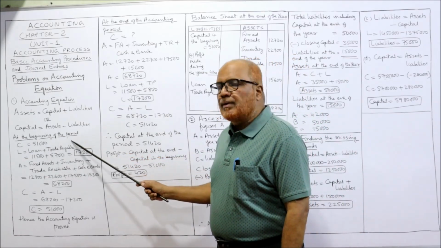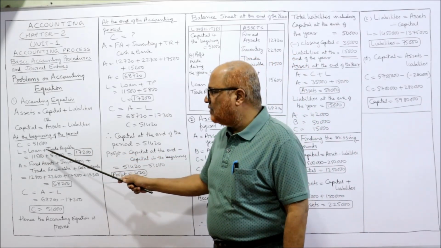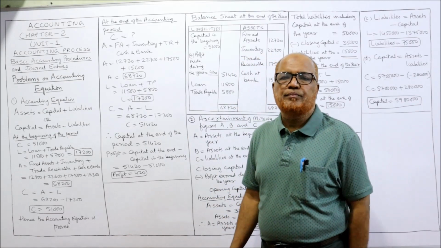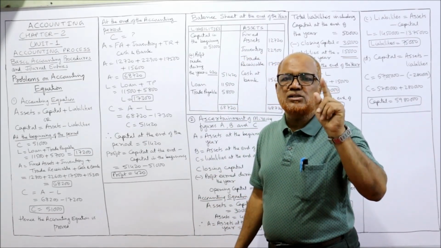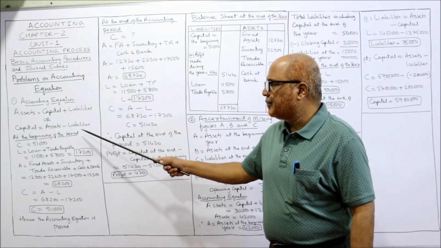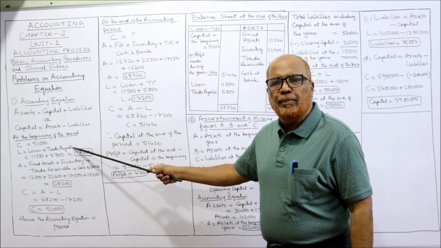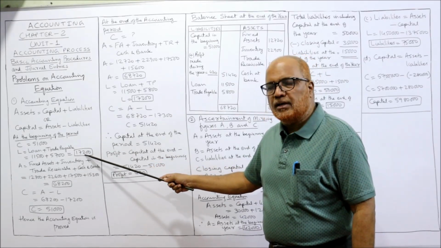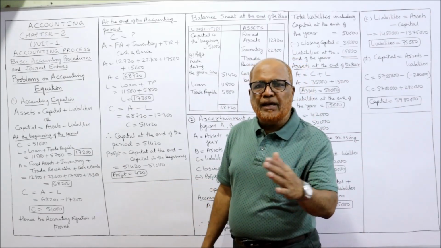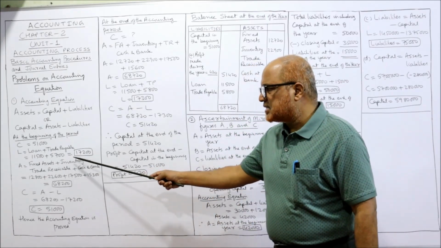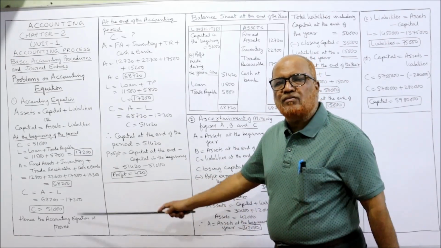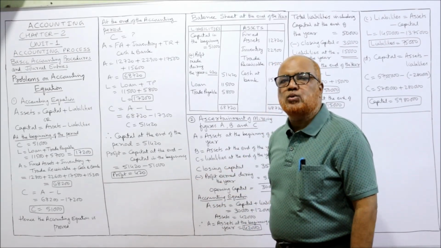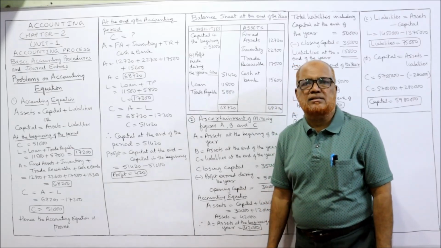Now, at the beginning of the period, capital is given as 51,000 in the problem. And for the liabilities, you can find two liabilities, that is loan and trade payable. Loan and trade payable, so total liability is 17,200. Assets at the beginning of the period are fixed assets, inventory, trade receivable, cash and bank. Take the respective amounts from the problem. 68,200 are the total assets.